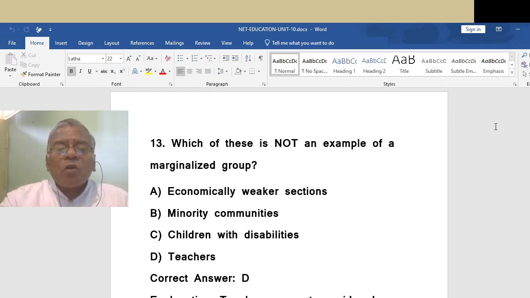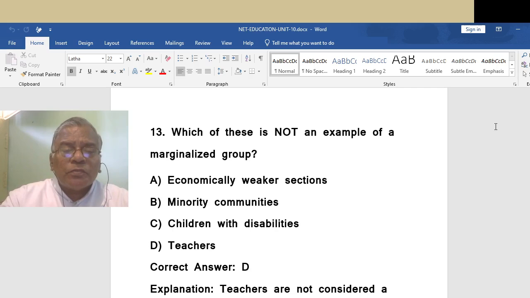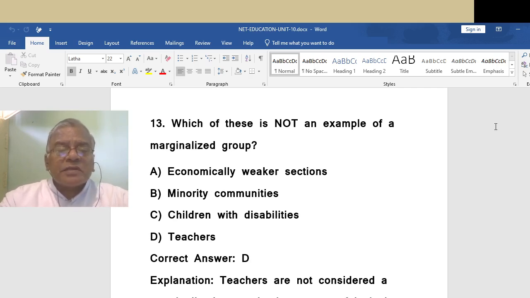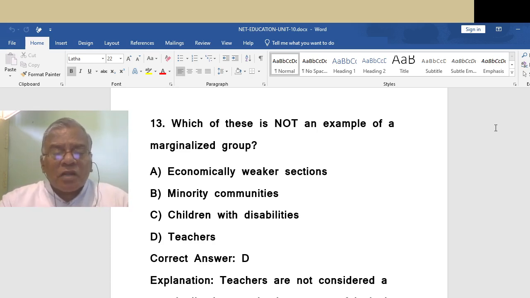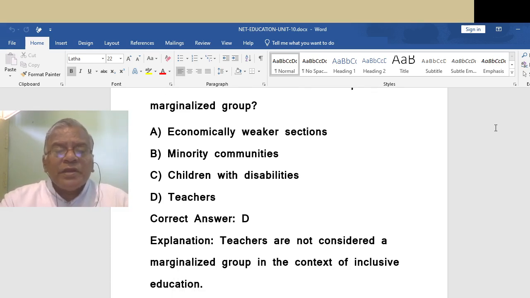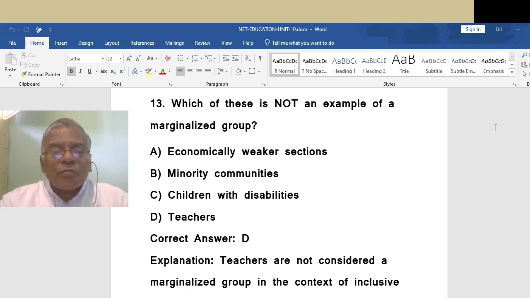Which of these is not an example of a marginalized group? Economically weaker sections, minority communities, children with disabilities, teachers. That is, teachers. Teachers are not considered a marginalized group in the context of inclusive education. Of course, economically weaker sections, minority communities, and children with disabilities are all examples of marginalized groups.